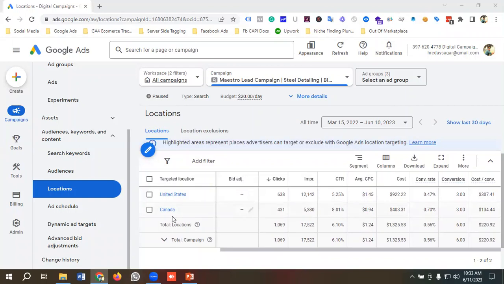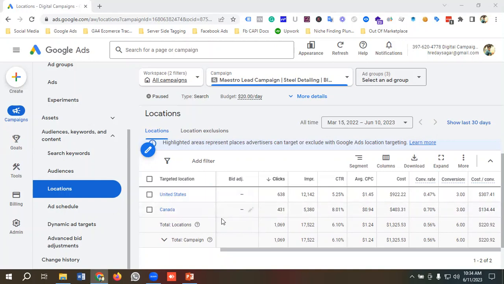So let's come to the Canadian part. It has got 431 clicks. CTR is 8.01%, average CPC 90%, total cost $403, and conversion rate is 0.70%, total conversions 3, and cost per conversion $134. So we can see this one is a clear winner, like the Canadian location is performing well.